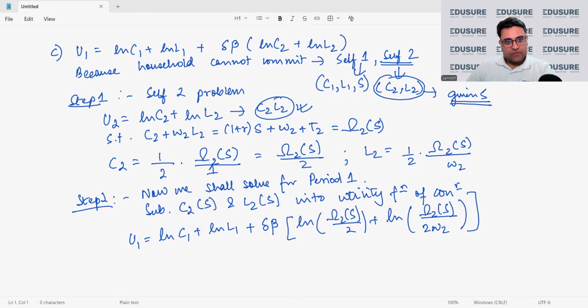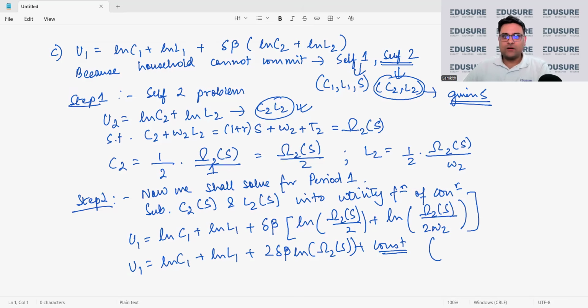So the utility can be basically written as ln C1 plus ln L1 plus ln omega 2s plus ln omega 2s minus something something. So I can write 2 delta beta ln omega 2s plus some constant. This constant is nothing but delta beta minus ln2 minus ln2 W2. Okay.